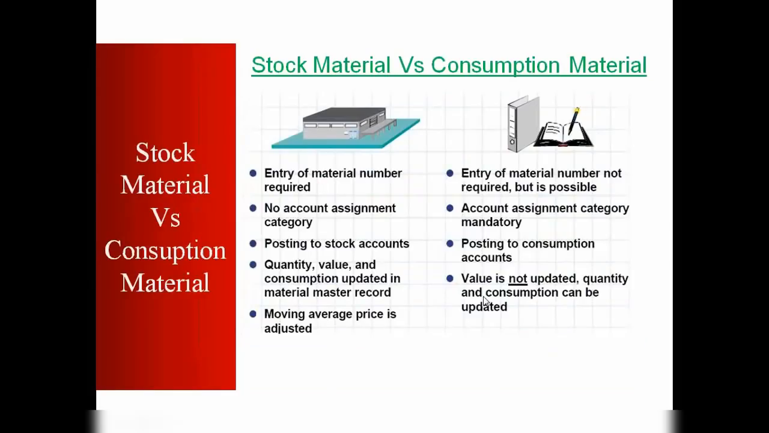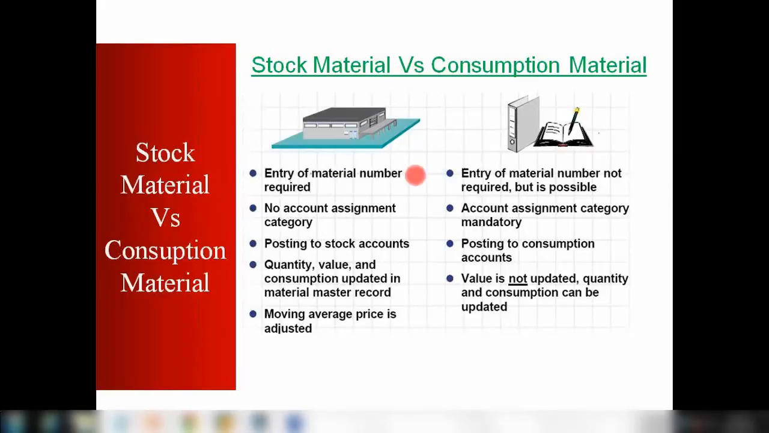Now we'll do some comparison between the stock material and consumption material. Now you understand how the consumption material works from the purchasing side of SAP. On the left hand side you have stock, on the right hand side you have consumption material. For stock material, entry of material number is required. We need to maintain the material master record. But for the other one, entry of material number is not required, but it's possible. That means we can maintain the material master as well, but if we don't have a material master, we still can do the purchasing by typing a text here.